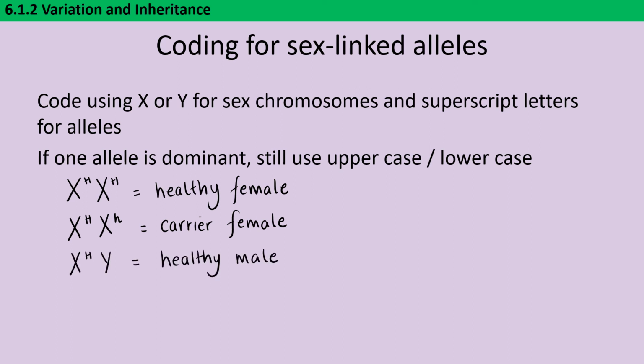If we have a healthy male, then we can still see the healthy allele on the X chromosome, but we don't put an allele on the Y chromosome, because haemophilia is coded for by a gene that's found on the X chromosome, not the Y chromosome. And then if we had a sufferer who had haemophilia and was male, then we would expect to see X with a little h to show that he has that haemophilia allele, and then the Y to show that he has his Y chromosome.